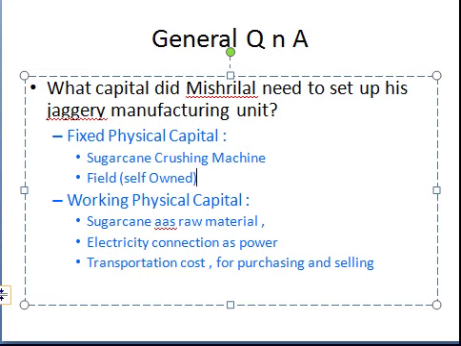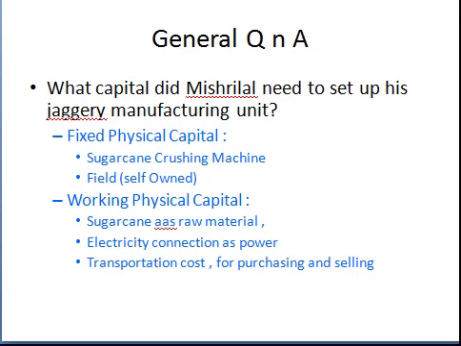On the other hand, for working physical capital, he requires sugarcane as the raw material. He will require an electricity connection as power. Then he will incur the transportation cost for purchasing sugarcane and selling the jaggery. So these are the various forms of capital he needs to do the business in a better way.